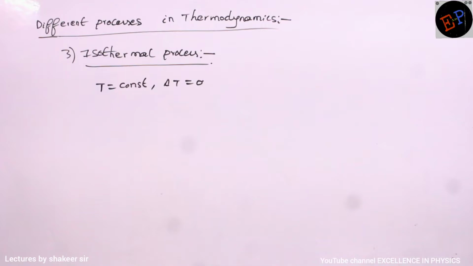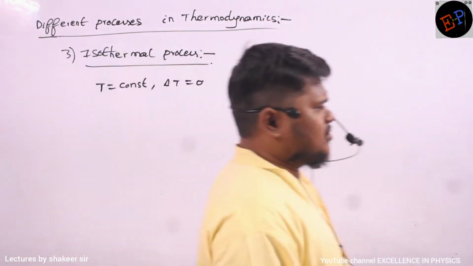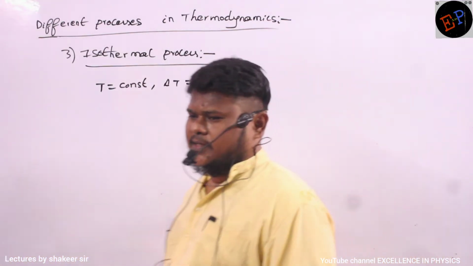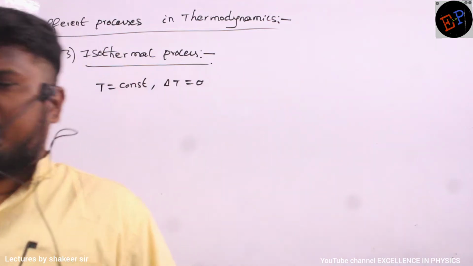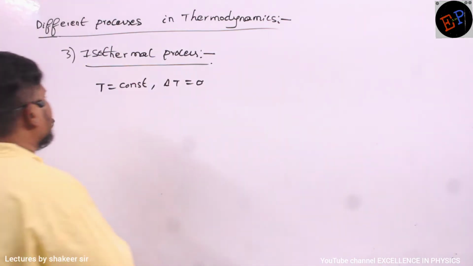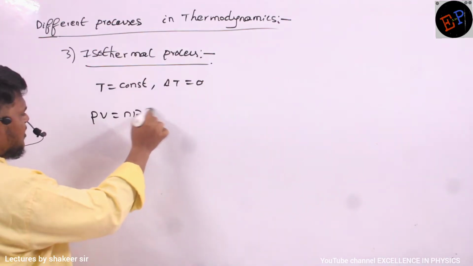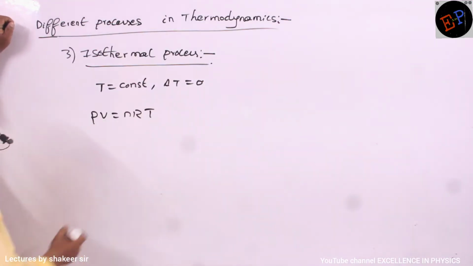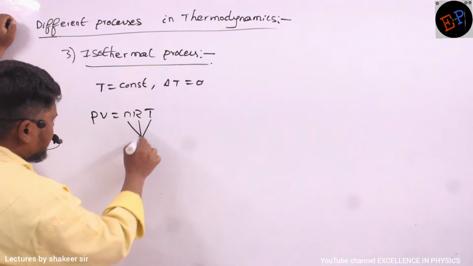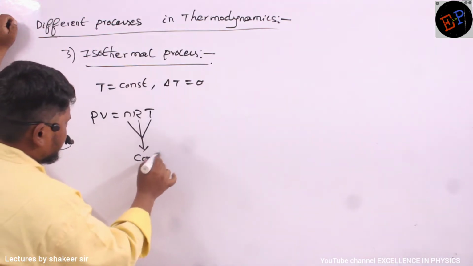Now see. So the third process is the isothermal process. Thermal indicates heat energy. It means temperature is a constant. So T is a constant. Now let us study the ideal gas equation. PV is equal to nRT. What are the terms which are constant? n is a constant, R is a constant, T is a constant. All of them are constants.